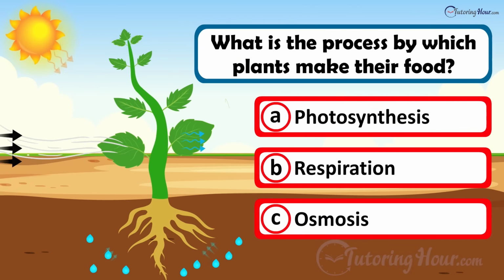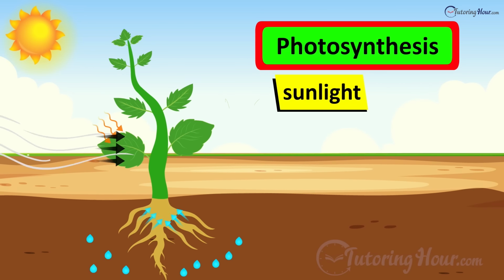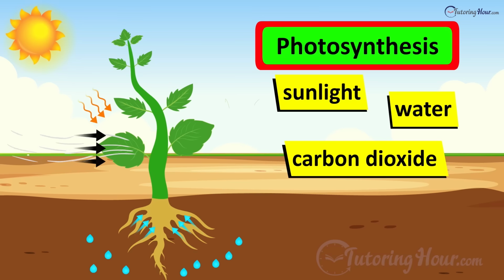The correct answer is photosynthesis. During photosynthesis, plants make their food using sunlight, water, and carbon dioxide.